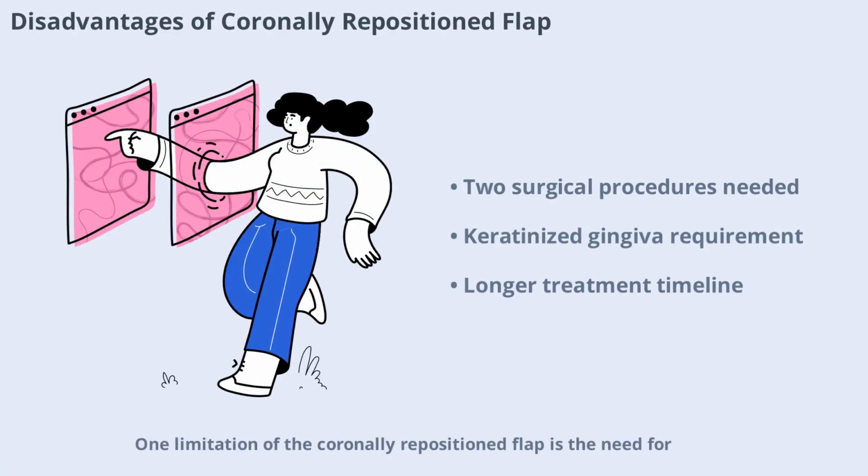One limitation of the coronally repositioned flap is the need for 2 surgical procedures if the zone of keratinized gingiva is inadequate. This can increase patient discomfort and prolong the treatment timeline. Understanding these disadvantages helps clinicians plan appropriately and set realistic expectations for patients.